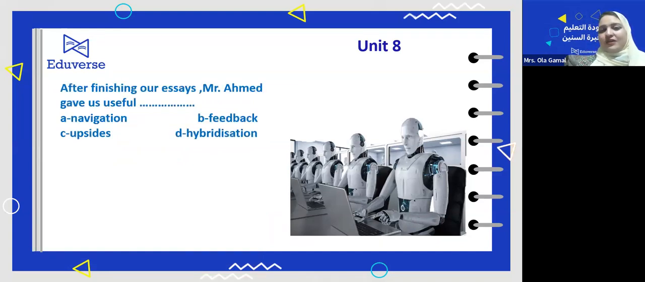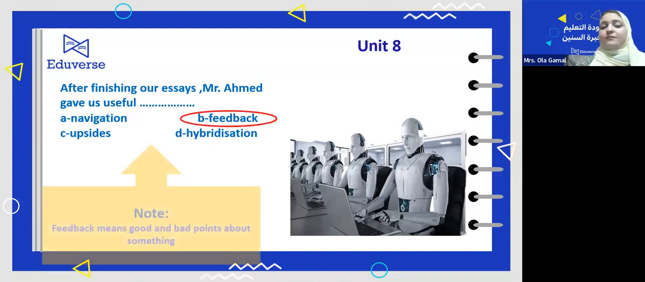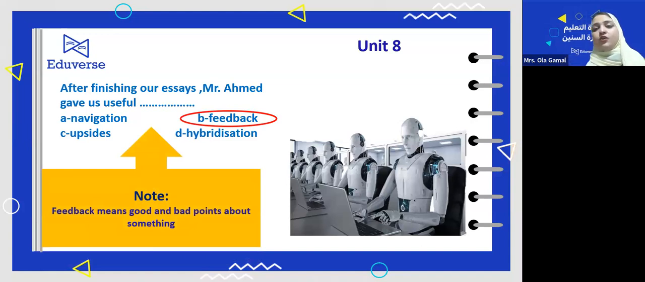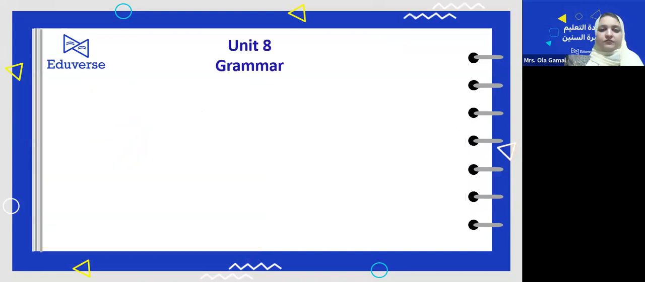Now let's move on here. After finishing our essay, Ahmed gave us useful words. After you did something good, you need something from your teacher, from your doctor. What is it? Yes, excellent, feedback. Feedback means giving you the good points and the bad points. If you did a presentation, an assignment, or wrote an essay, you need this because it will help you learn about your mistakes. It is very important to learn from your mistakes.